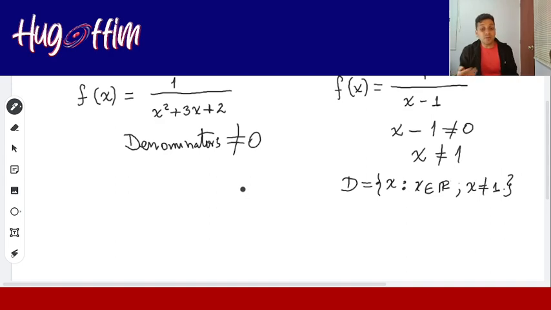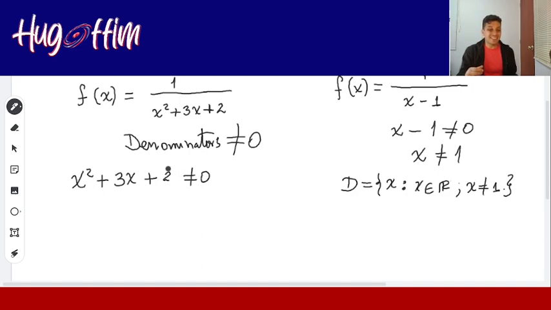So in this way we have that for our rational functions, denominator different than 0. In this case, if the function is 1 over x minus 1, so x cannot be 1. This is the domain of our function. In this case, x squared plus 3x plus 2, so we have to write x squared plus 3x plus 2 different than 0.